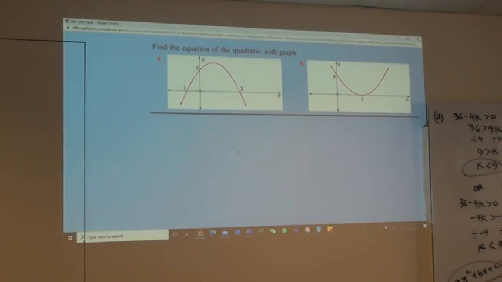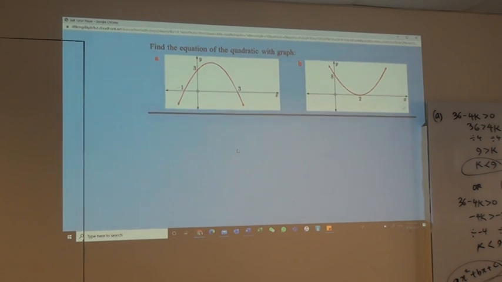If we are given sufficient information about the graph of a quadratic, we can use the information to determine its equation. For the graph given in part A, the x-intercepts are -1 and 3. The x-intercept -1 corresponds to the linear factor x plus 1, and the x-intercept 3 corresponds to the linear factor x minus 3. However, we do not know what constant these factors are multiplied by, so we call it a. We now have a general equation that describes all quadratics that have the x-intercepts -1 and 3.